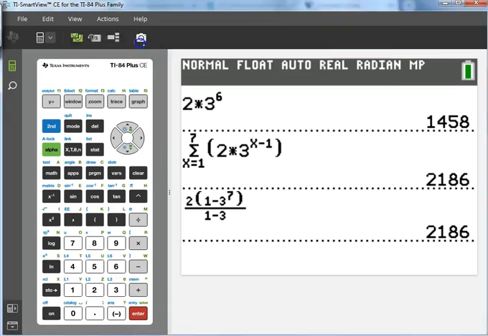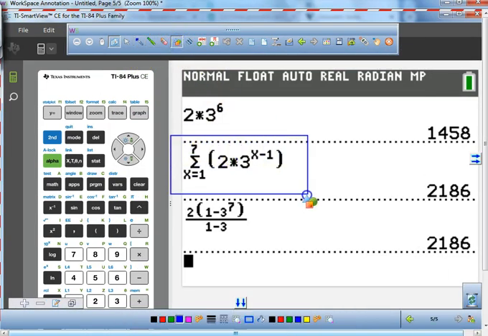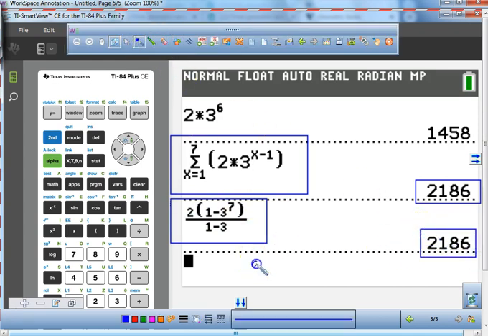All right, I'm going to take a screenshot of this because I want you guys to understand that if you use this formula, you get 2,186. If you use this formula right here, you still get 2,186. And that means you're taking the first term and you're adding all the way to the 7th term. And that's how we got our answer.